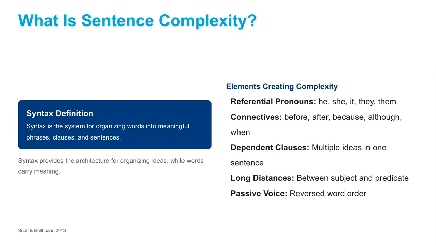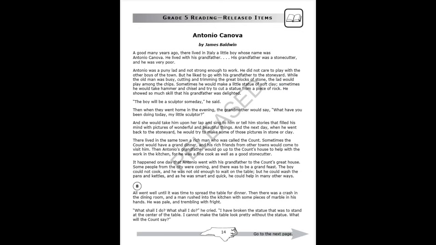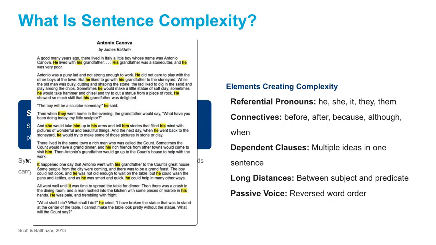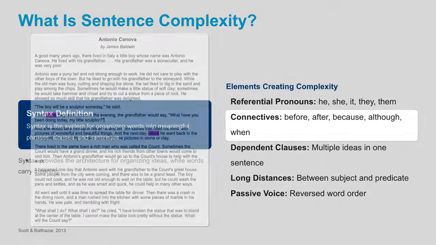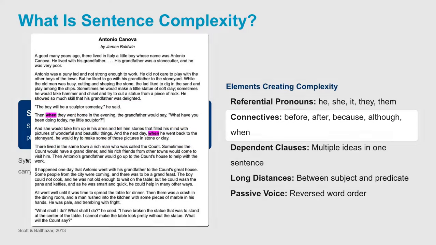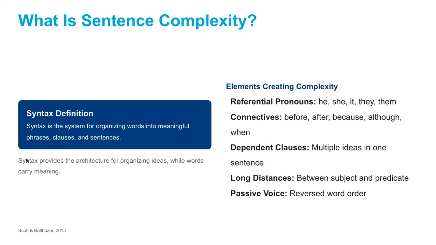So, what creates complexity? Well, there are several elements. I'm going to model these using a released 5th grade EOG passage. We have things like referential pronouns like he, she, it, they, them. Students easily lose track of who or what these refer to. There are things like connectives, like before, after, because, although, when. Students often miss the relationship between clauses.